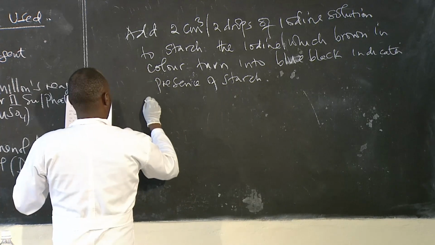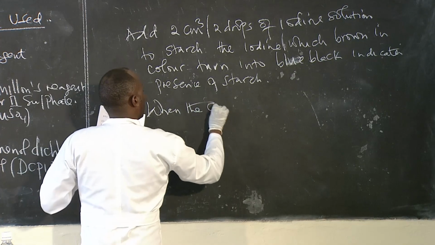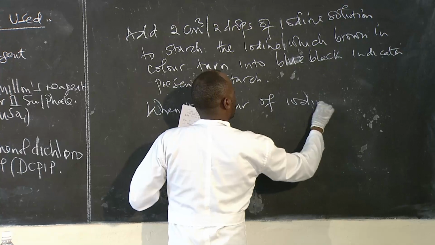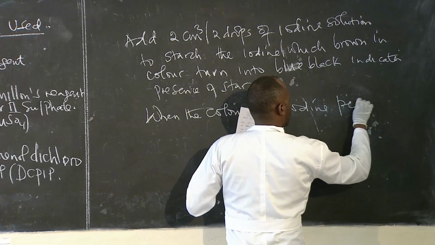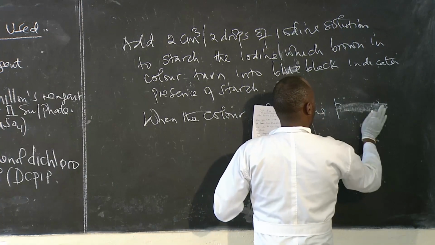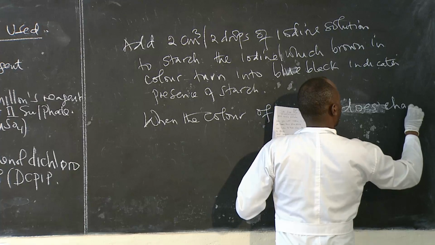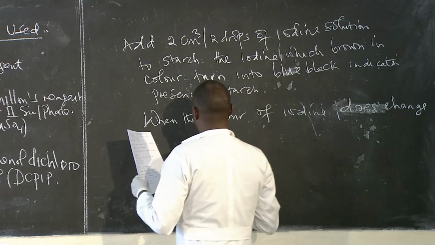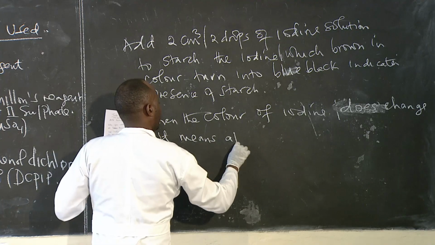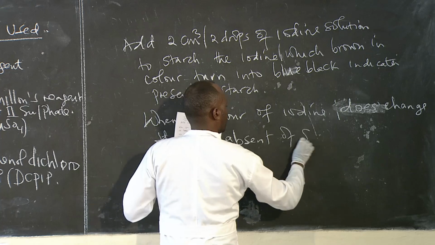Then when the color of iodine persists, does not change, it means absence of starch.